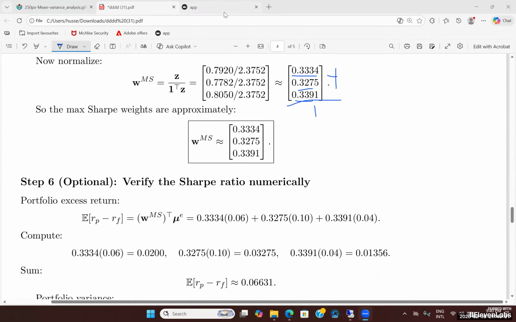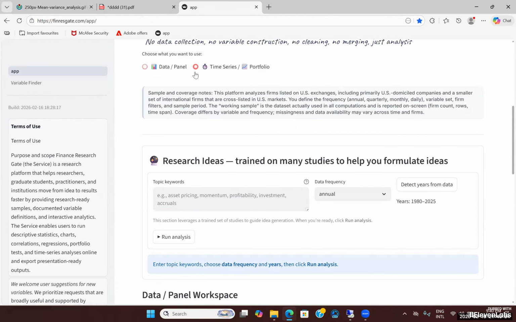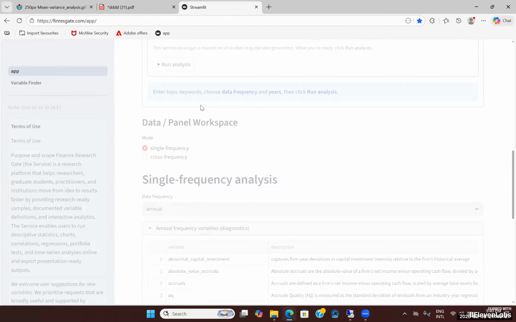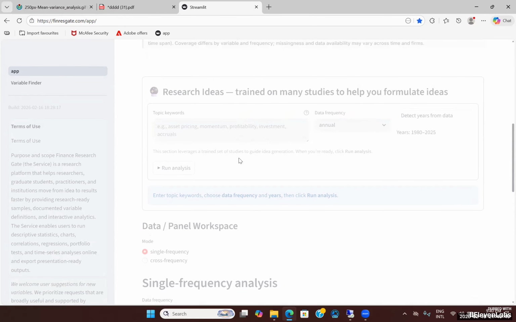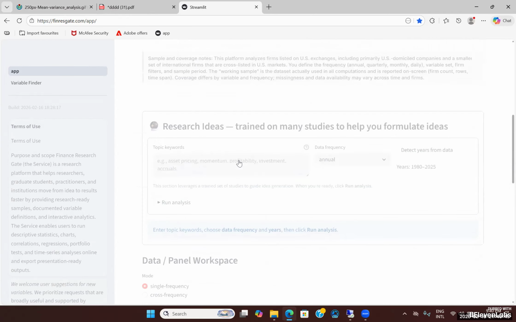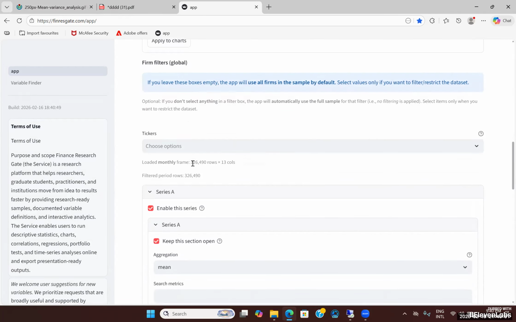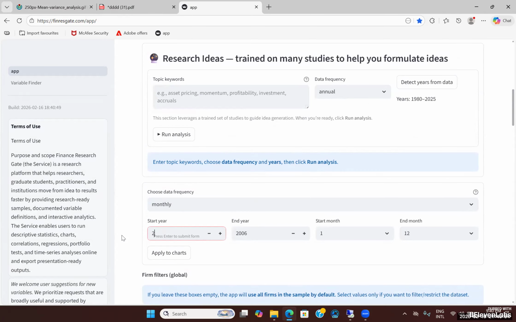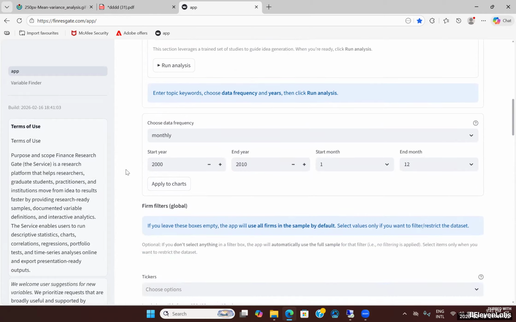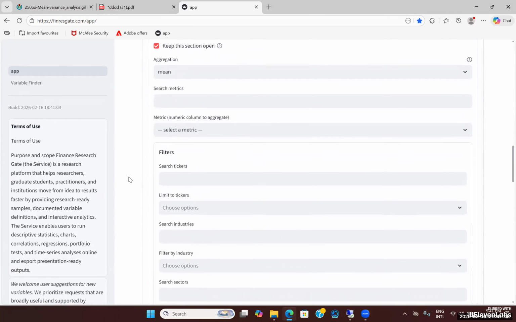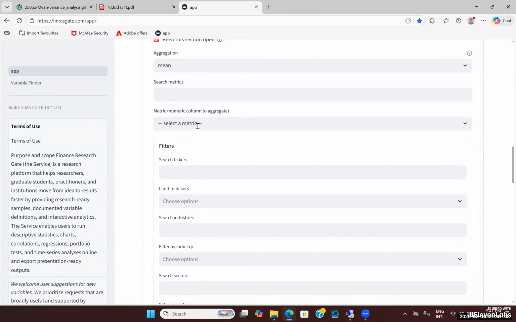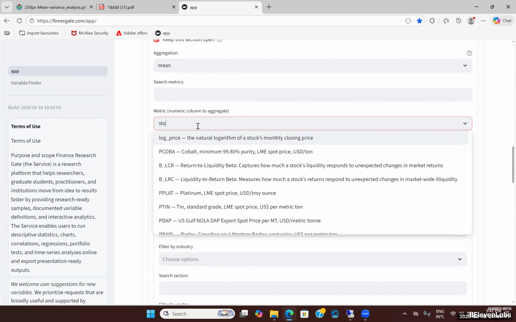So, let's take this concept and apply it directly. We'll use the Finance ResearchGate website and specifically navigate to its time series section. And then I'd like to begin our discussion, starting with the year 2000 and concluding in the year 2010. First, we need to ensure that this specific configuration is properly applied to our visual charts. And then, moving on to Series A, we will proceed to carefully select the stock's monthly return data.